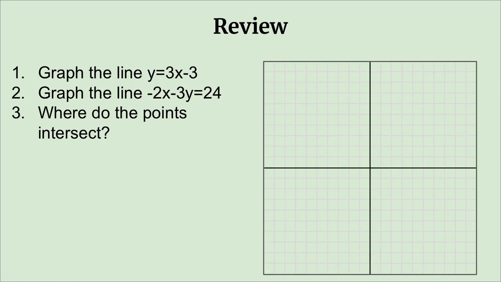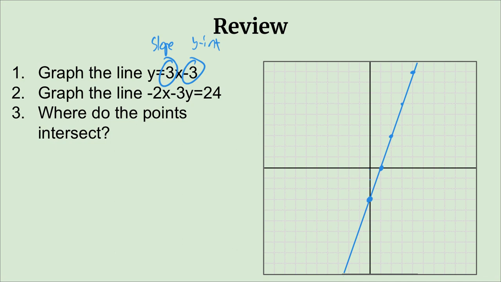Then some review from previous classes that'll help us with today. The first one is graph the line y equals 3x minus 3. That is in slope-intercept form, where this 3 is our slope, the number with the x. The negative 3 is our y-intercept, or our start value. So we go to negative 3 on the y-axis, count up 1, 2, 3 to the right 1, and do that a couple of times, and then connect your dots.